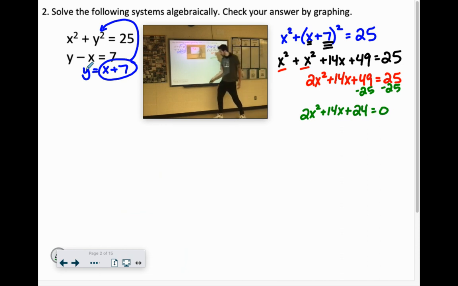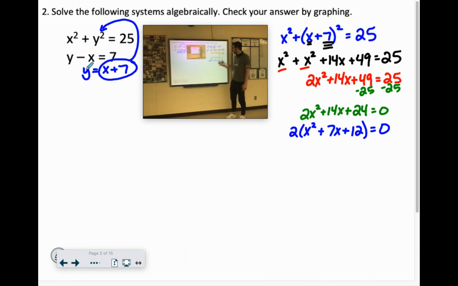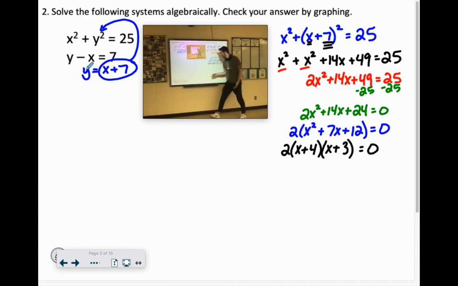Now, factoring this, always look for greatest common factor. These are all even numbers, so we can factor out the 2, which would leave us with x squared plus 7x plus 12. Now, factors of 12 that add up to 7 would be 4 and 3. So, x plus 4, x plus 3. Solving those for x, you'd have the equation x plus 4 equals 0, so x would equal negative 4. X plus 3 equals 0, so x would equal negative 3.